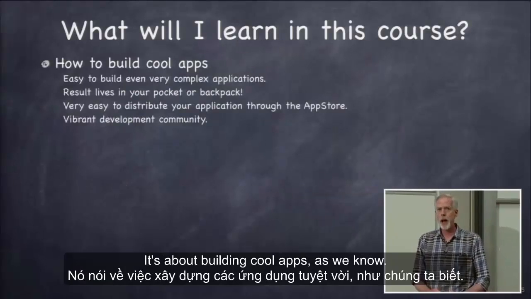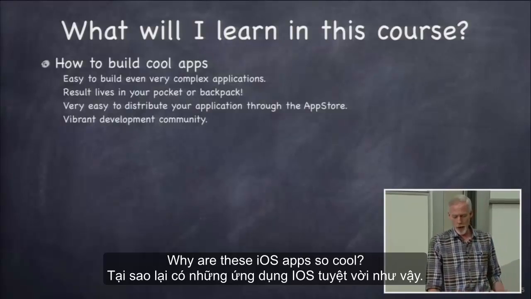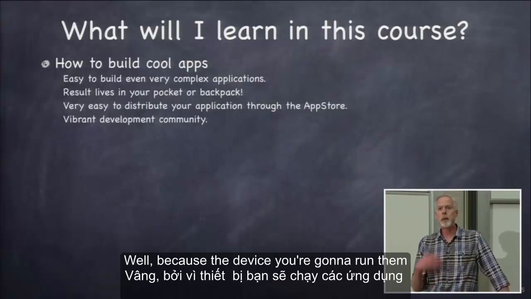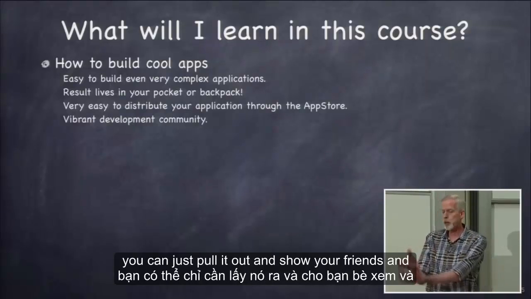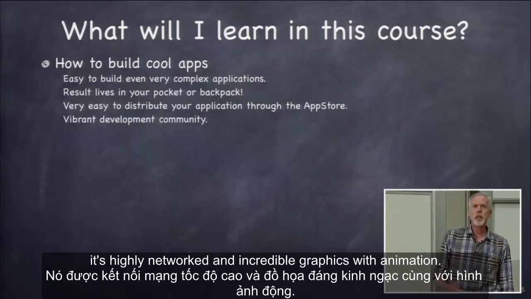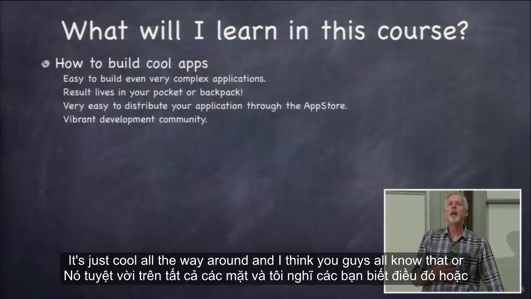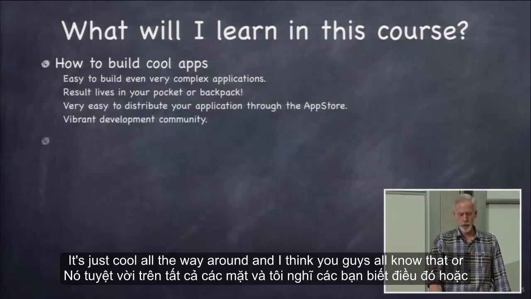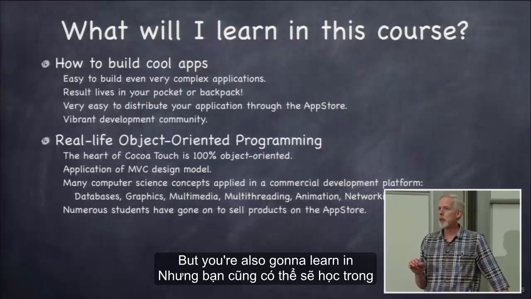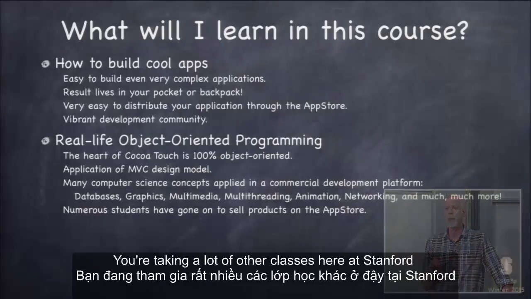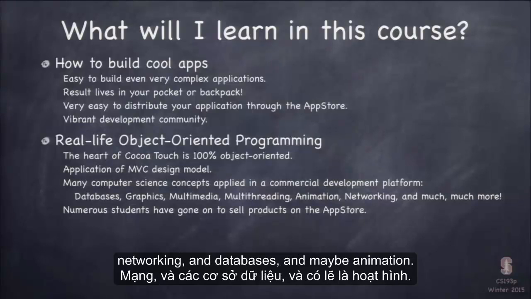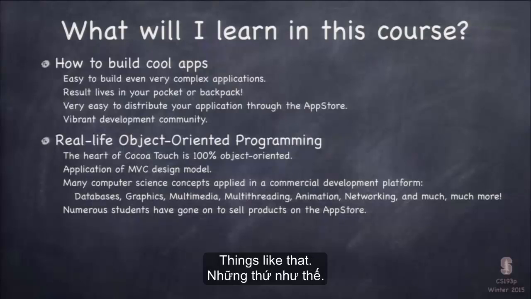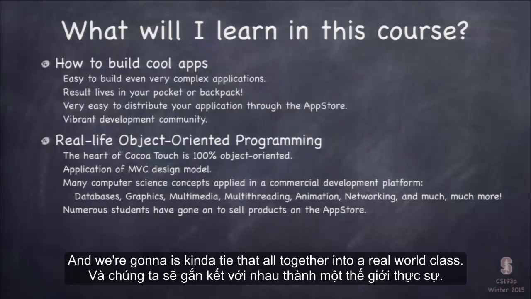All right, so what is this class about? It's about building cool apps. As we know, why are these iOS apps so cool? Well, because the device you're going to run them on is in your pocket or in your backpack. If you write an app, you can just pull it out and show your friends. And it's highly networked and incredible graphics with animation. It's just cool all the way around. And I think you guys all know that or you wouldn't be here. But you're also going to learn in this class a lot of real-life object-oriented programming. You're taking a lot of other classes here at Stanford on things like graphics and networking and databases and maybe animation, things like that. And we're going to kind of tie that all together into a real-world class.